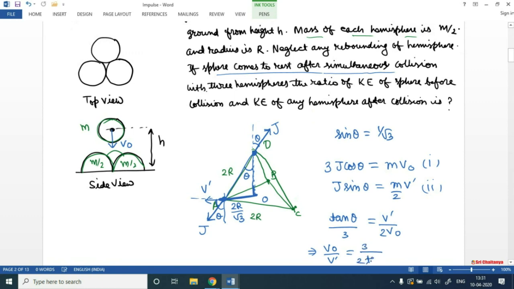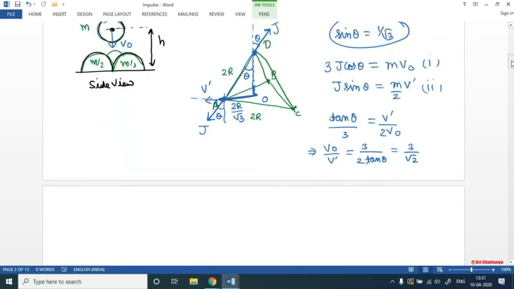by 2 tan theta, and from the given data of sin theta, when we substitute the value of tan theta, it will become 3 by root 2 over here. So this would be the value of V by V naught.